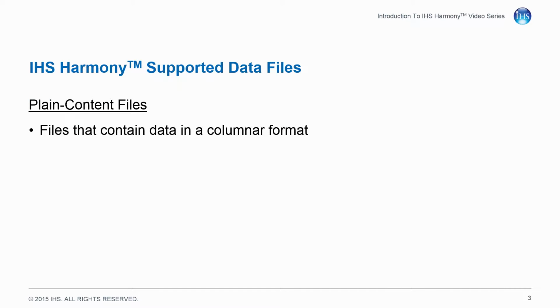A plain content file is a file that contains data in a columnar format. Harmony is not able to automatically identify the various data types contained within this file, and requires that during the import, you identify each column of data to be imported. These plain content files are used to import production and attribute data into a Harmony project.